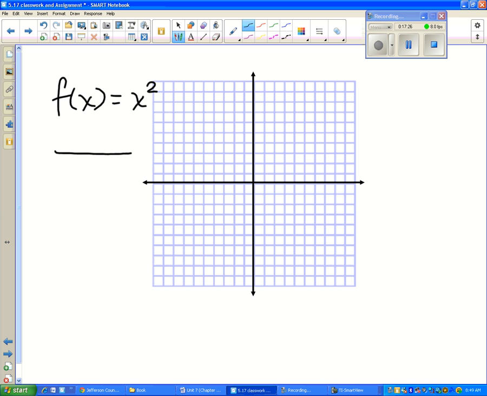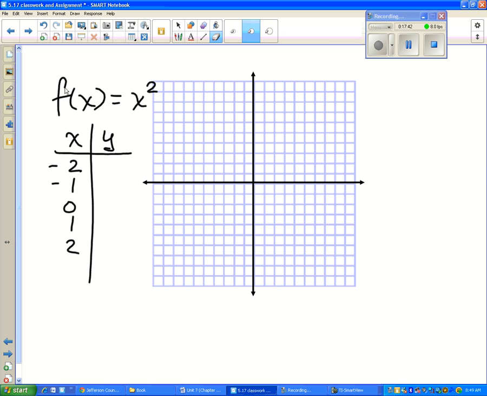When we did this yesterday, we picked the points negative 2, negative 1, 0, 1, and 2. We actually did stick in negative 3 and 3. Instead of doing x and y, I'm going to do x and f of x.